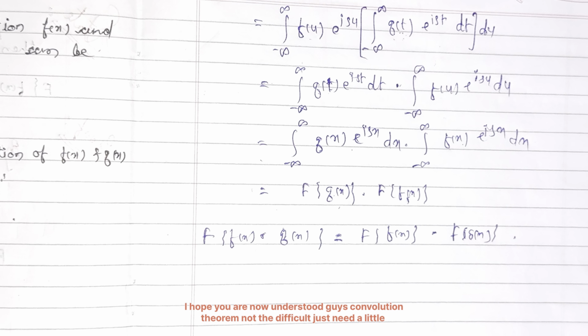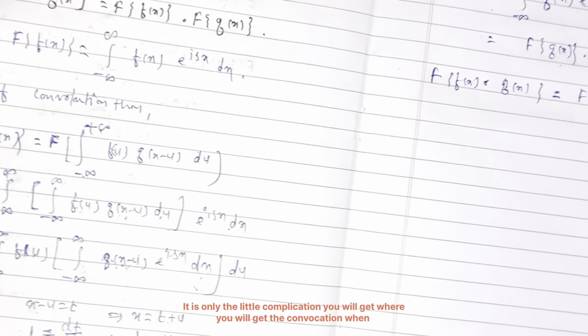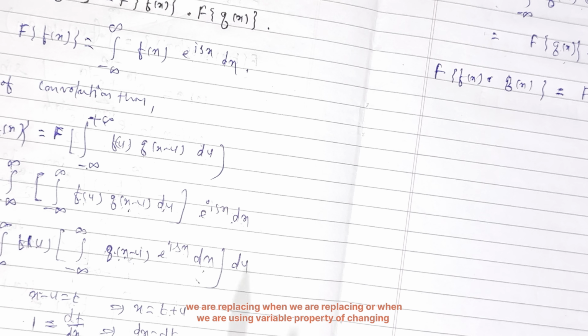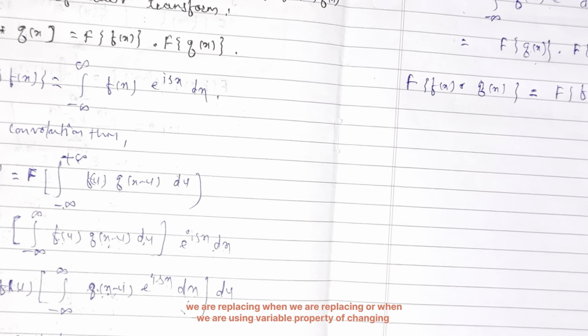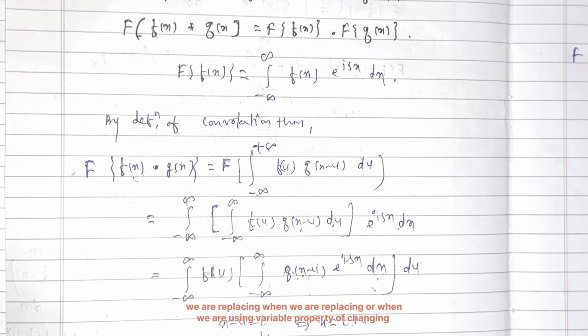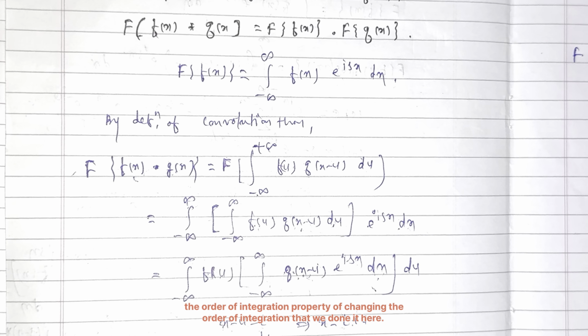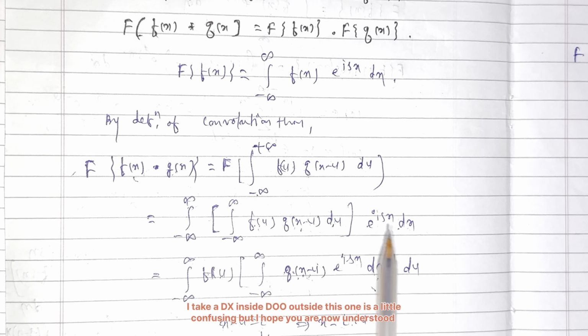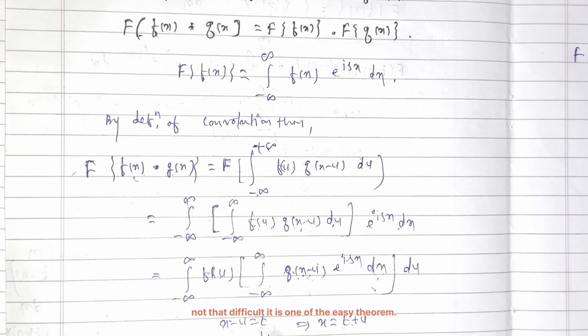I hope you all have understood, guys, the convolution theorem is not that difficult. It just needs a little variable changing. It is one of the easy proofs we have for the convolution theorem. The only little complication you will get is when we use the property of changing the order of integration that we did here. I took dx inside, du outside. This is a little confusing, but I hope you all have understood. It is one of the easy theorems.